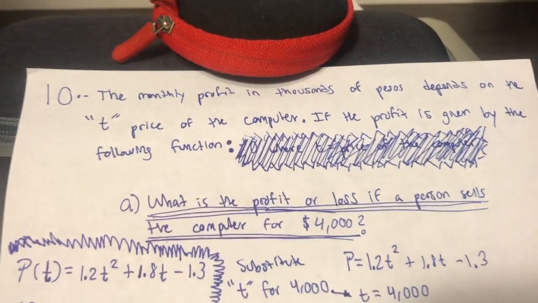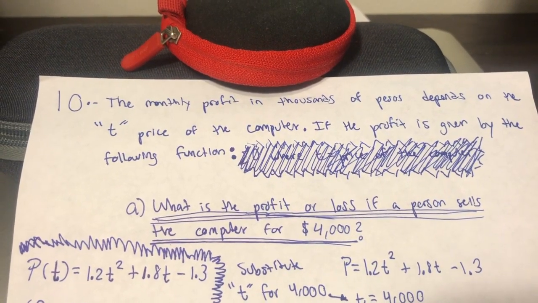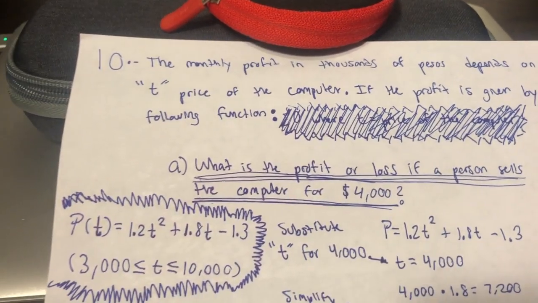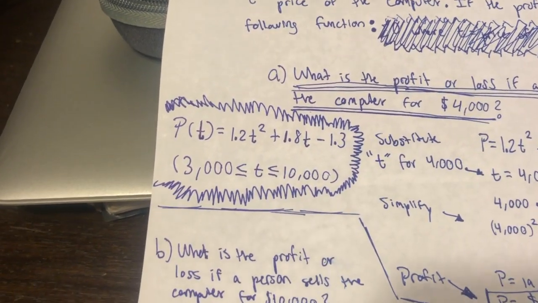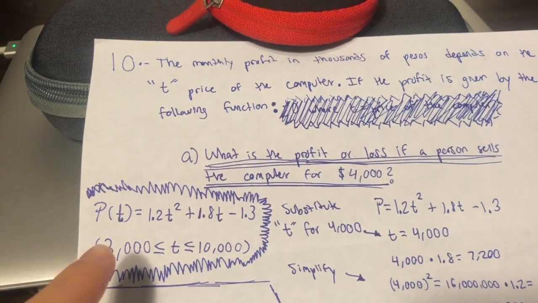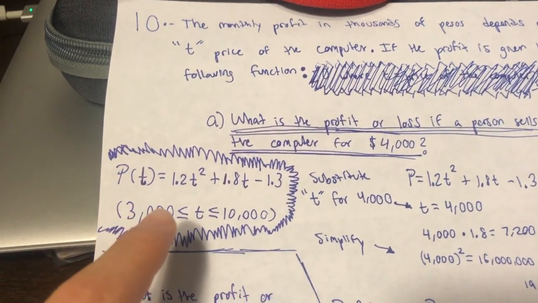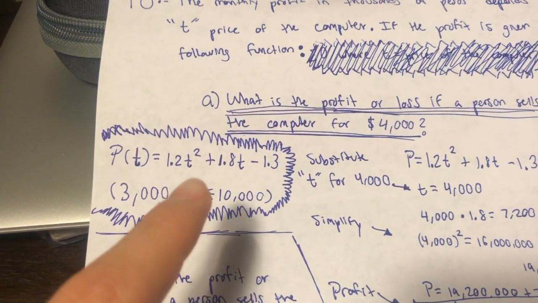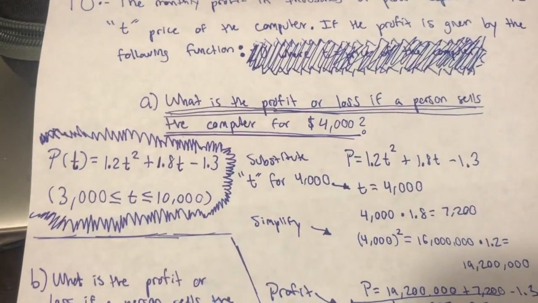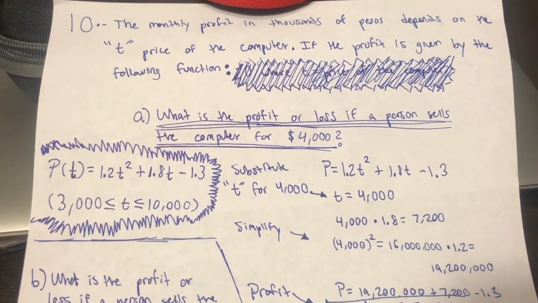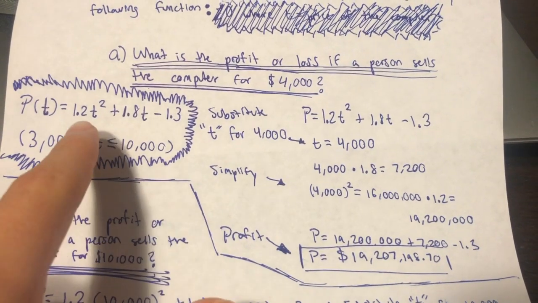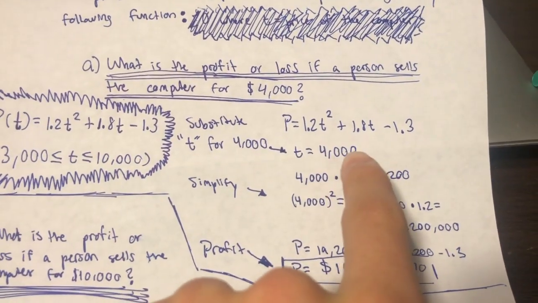Okay, the monthly profit in thousands of pesos depends on the price of the computer if the profit is given by the following function. The profit is this equation right here. P of T, where T represents the price of the computer, equals 1.2 T squared plus 1.8 T minus 1.3. Okay, so our first question is, what is the profit or loss if a person sells the computer for $4,000? Okay, so first we must lay out our equation.